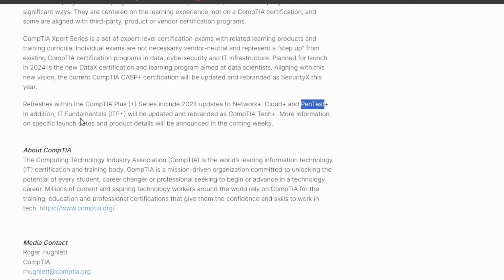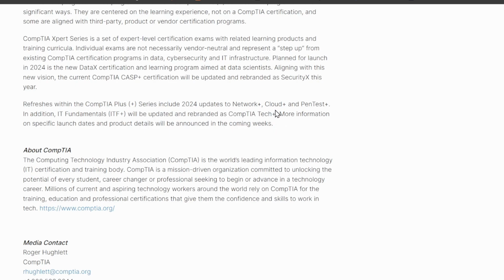Cloud+, PenTest+, IT Fundamentals. This is the one that no one ever seems to want to go for, but this is updated and it's kind of like the A+ Lite, basically, right? So A+ certification, which is the two exams, this is like the light version of that. So updated and rebranded as CompTIA Tech+. I think that's actually good because a lot of people are confused at what ITF stands for. They're like, oh, CompTIA ITF, I'm not really interested in whatever ITF is, but it is really just a general tech basics certification.